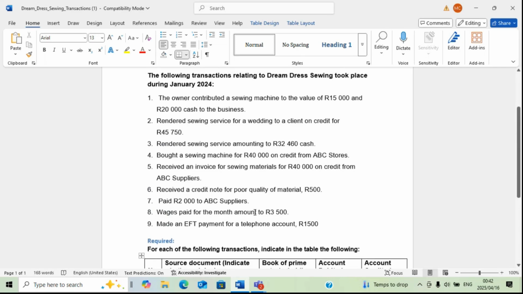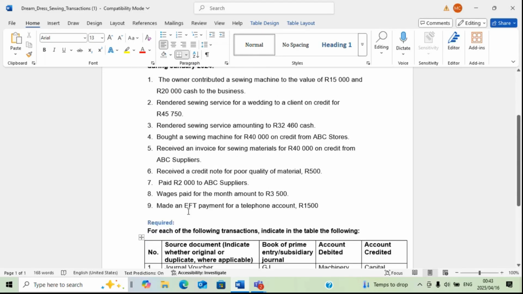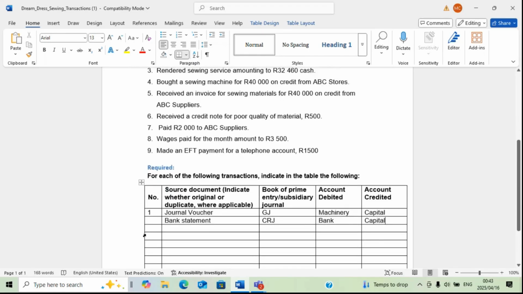Transaction number two, they say you rendered a sewing service for a wedding to a client on credit for 45,750. So what are the two accounts affected there? The two accounts affected there are going to be service rendered and debtors control, because you sold on credit. It's like you sold a service on credit when you render a service. So let's go and record according to the table provided below.